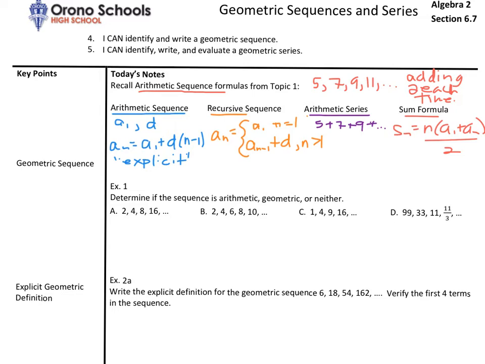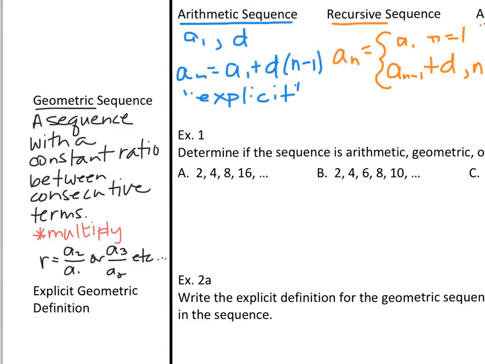new types of sequences. The formal definition for a geometric sequence is a sequence with a constant ratio between consecutive terms. What that means is you're multiplying to get the numbers within that sequence. Now, you can multiply by a whole number or a fraction, and you can multiply by a positive number or a negative number. To determine that constant ratio, you always take a term in the sequence divided by the one that comes right before it.